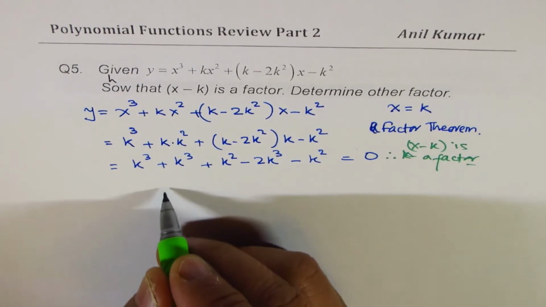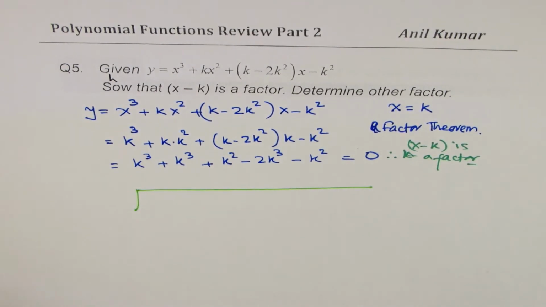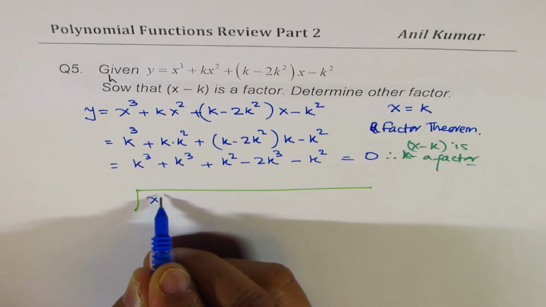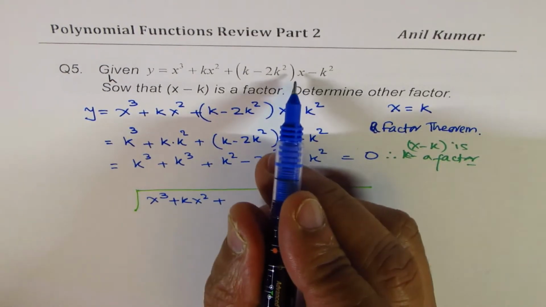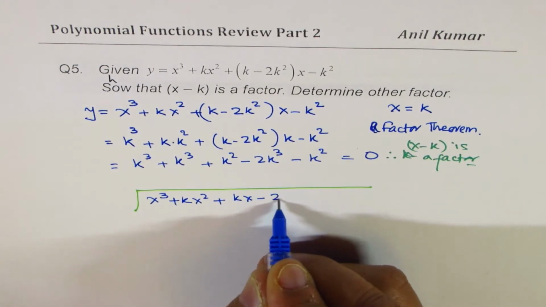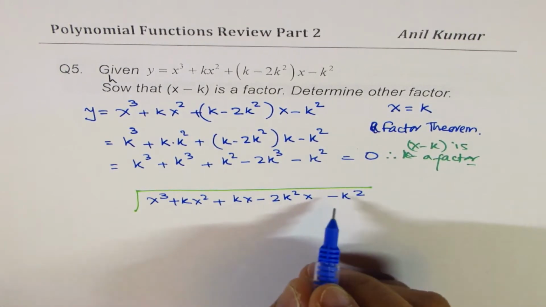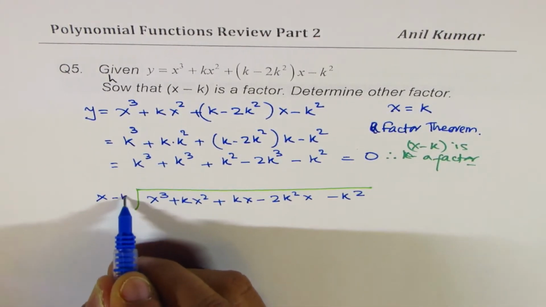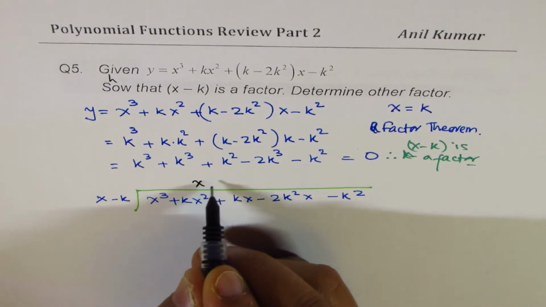So we can do long division to find the other factor. We'll divide the expression x cube plus kx square plus, let me write this as kx minus 2k square x minus k square. We are going to divide this by x minus k, right? So the first two terms we have to divide.